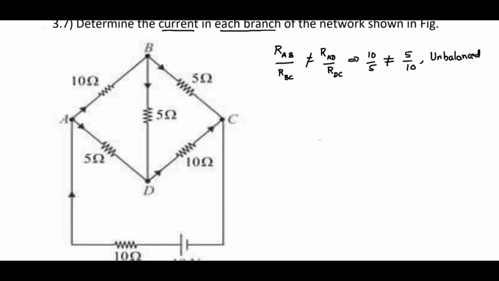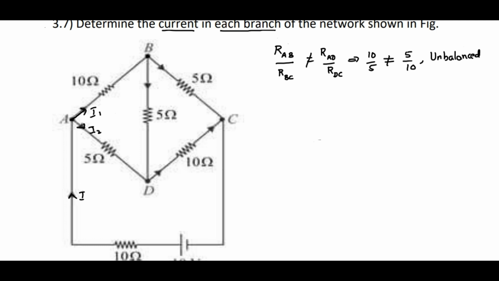So first of all, we are assuming that the 10 volt supply is giving the current I. This I at junction A splits into two parts. One is I1 in the AB branch and I2 in the branch AD. So here I is equal to I1 plus I2 as per Kirchhoff's current law.